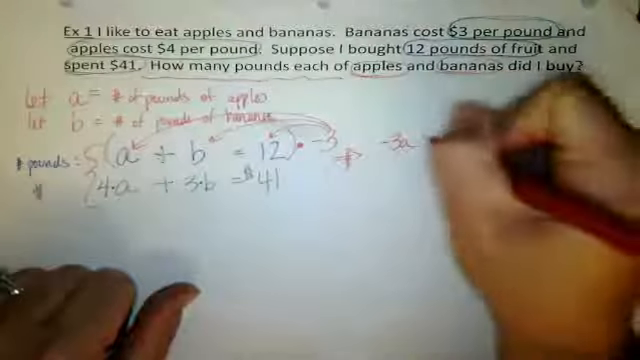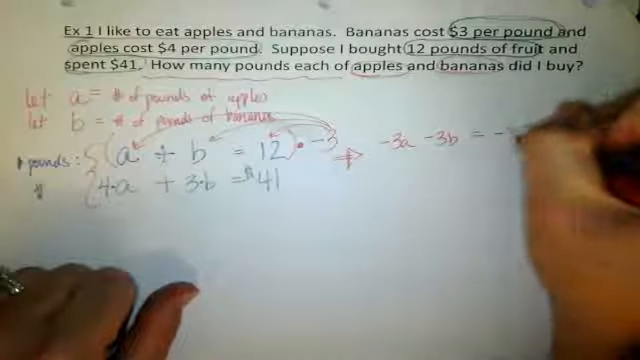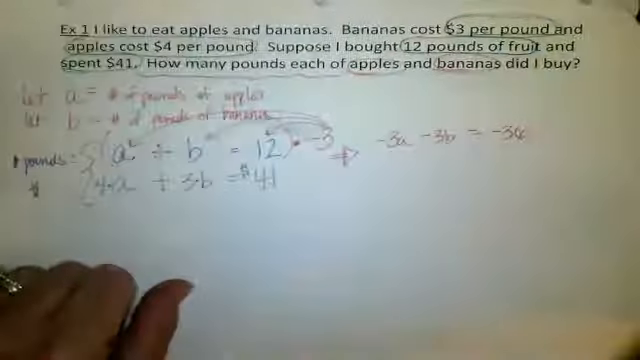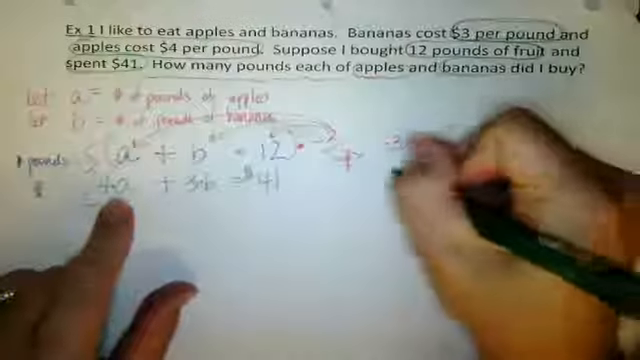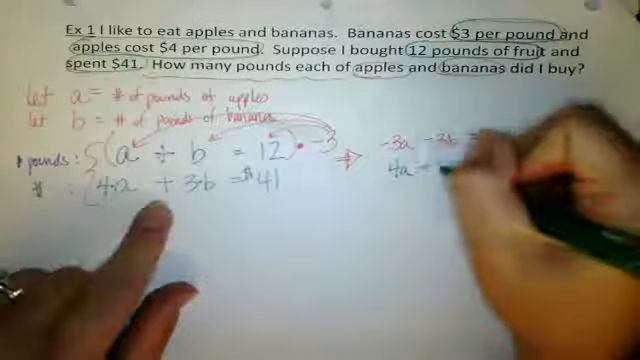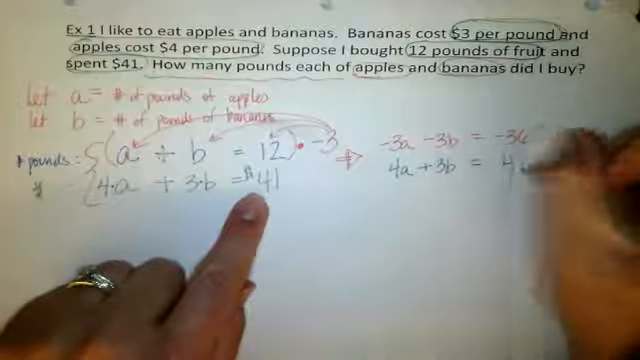-3A, -3B equals -36. Good. Are we changing the bottom equation? That one's staying the same. So 4A plus 3B equals 41.